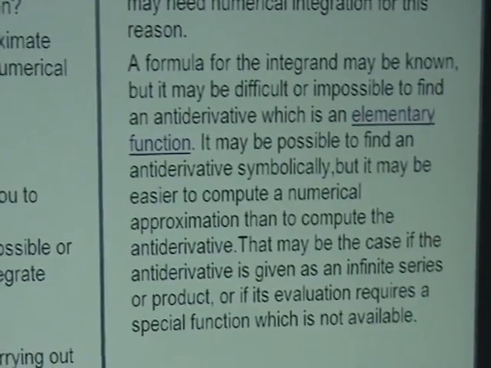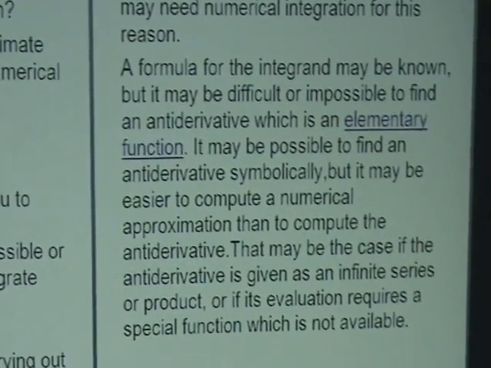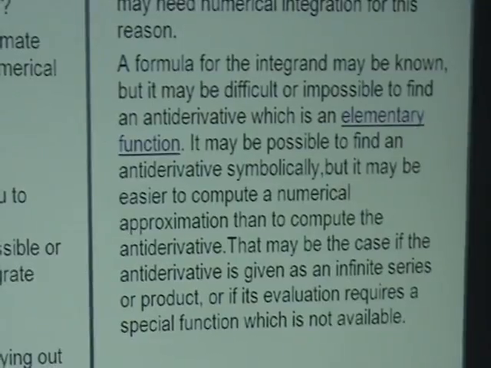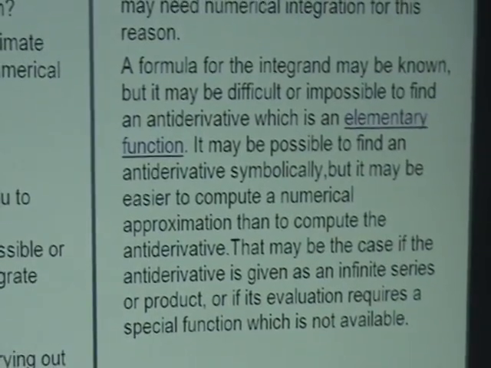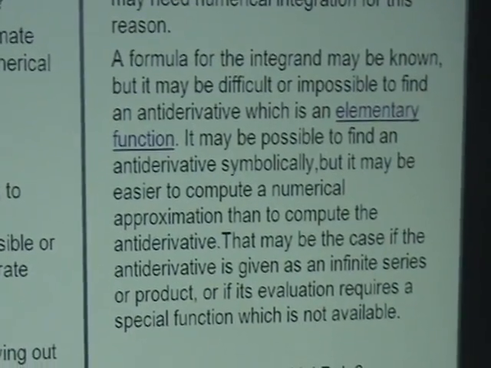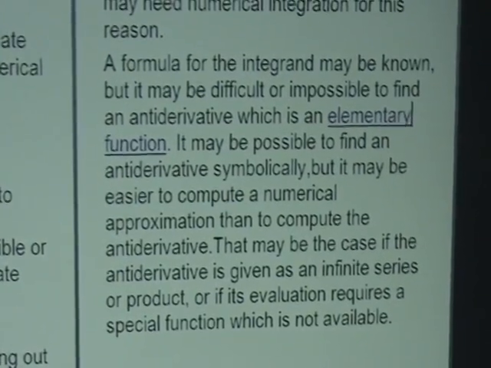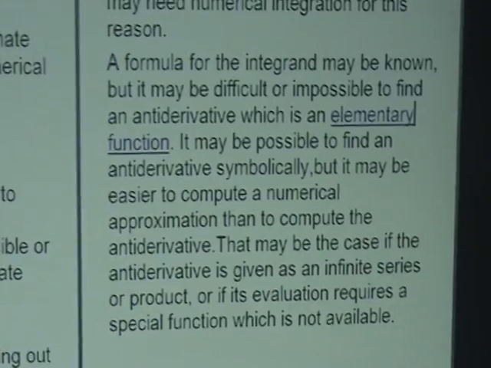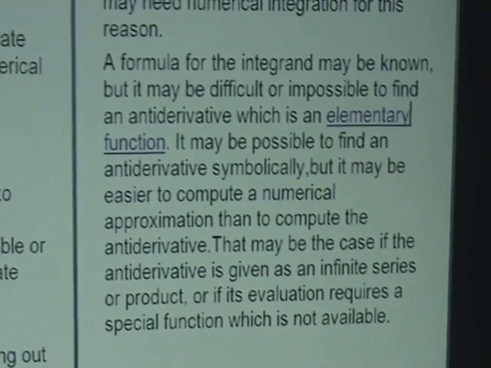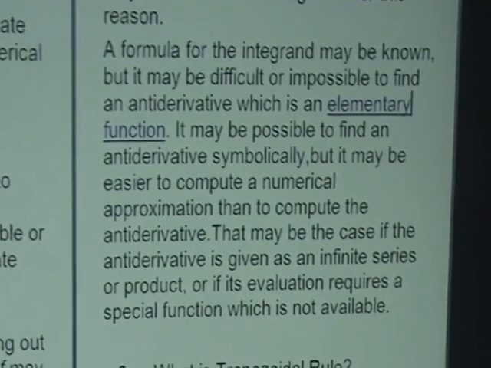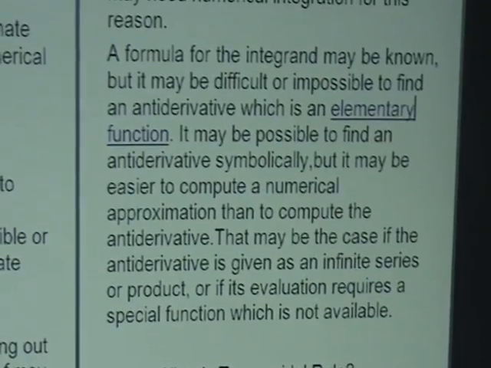It may be possible to find an antiderivative symbolically, but it may be easier to compute a numerical approximation than to compute the antiderivative. That may be the case if the antiderivative is given as an infinite series or product, or if its evaluation requires a special function which is not available.